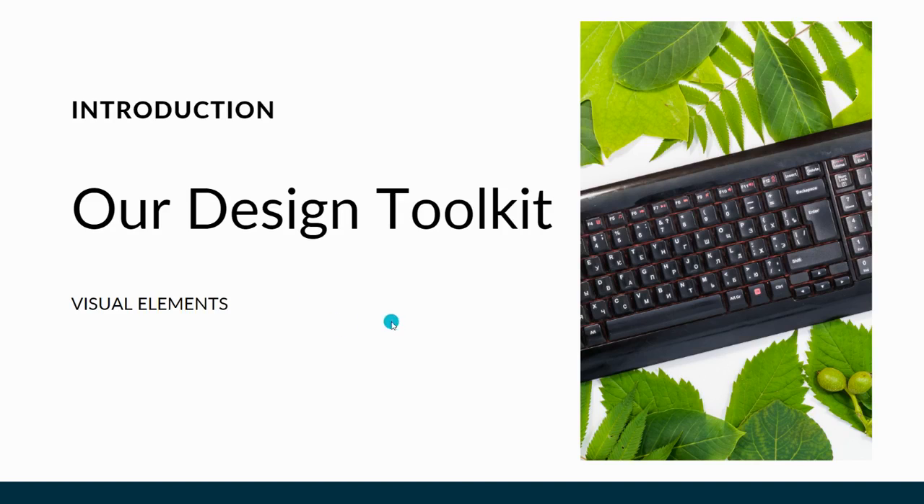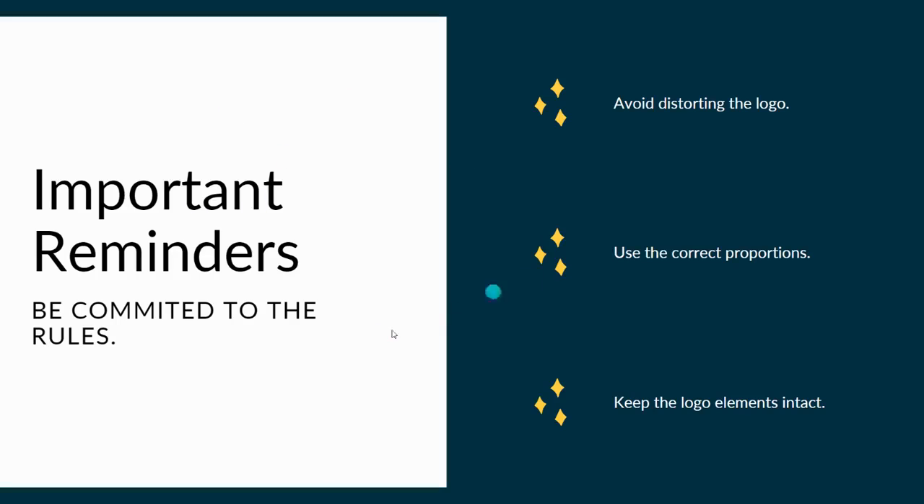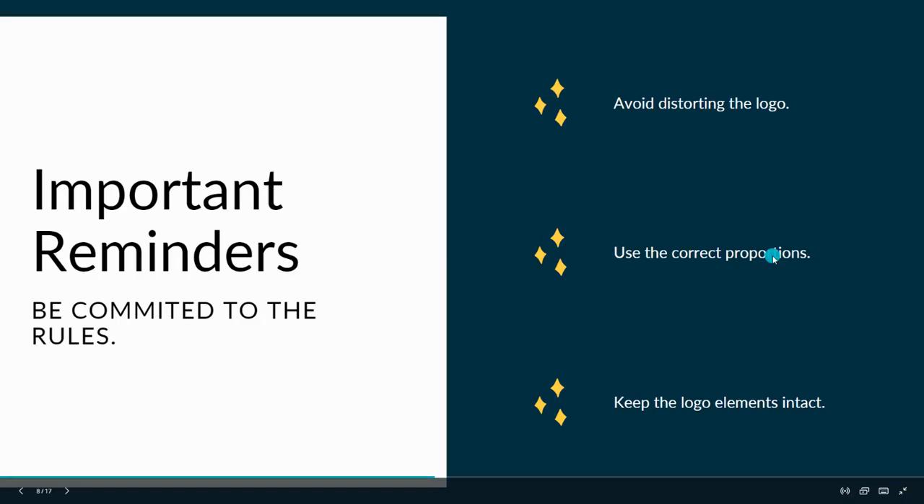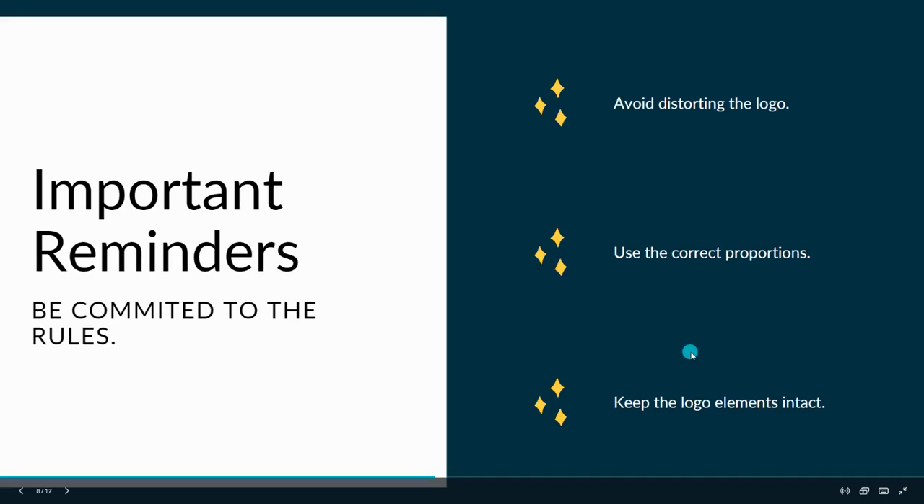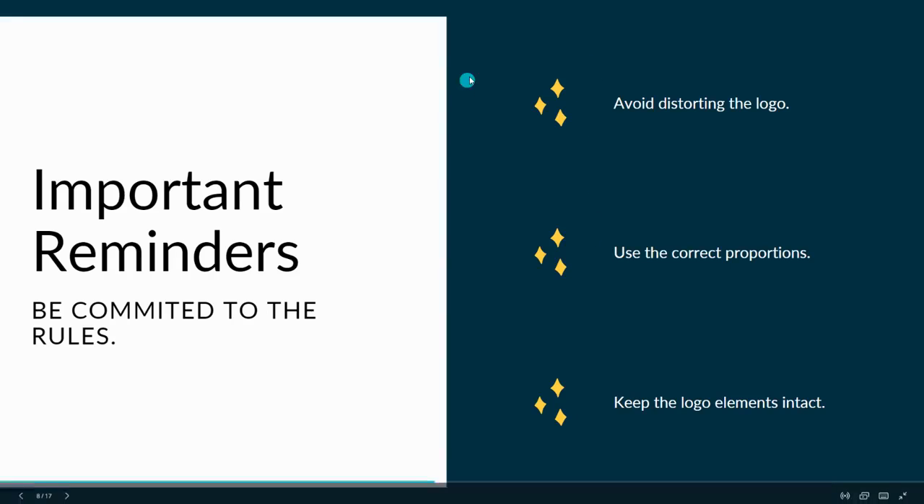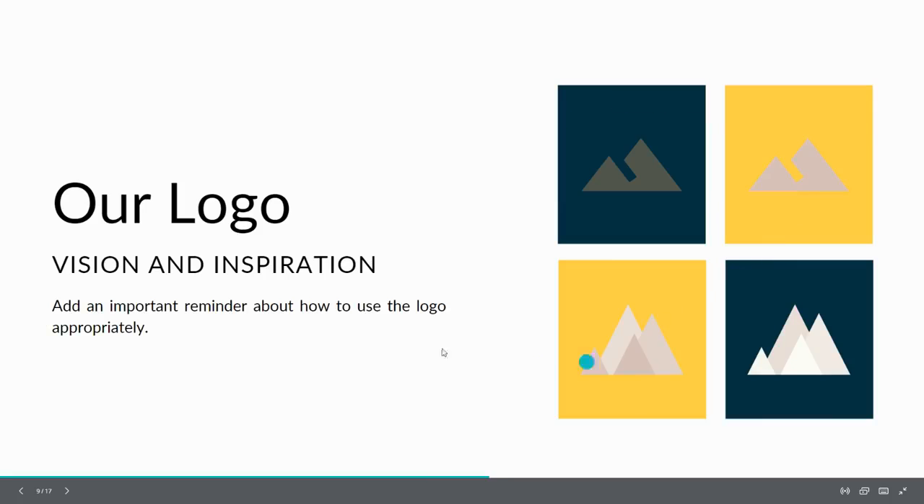Then you can start adding in your design toolkit elements. So you can add some rules. I like to just do some very basic ones like avoid distorting the logo, use the correct proportions, and keep the logo elements intact. But you could put whatever you want your rules to be.